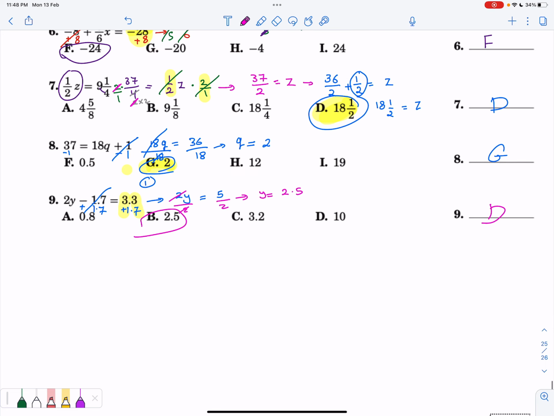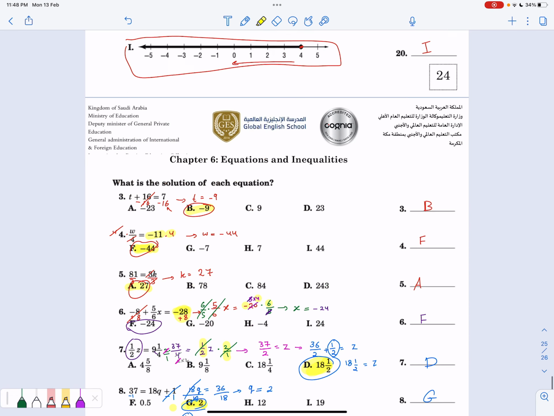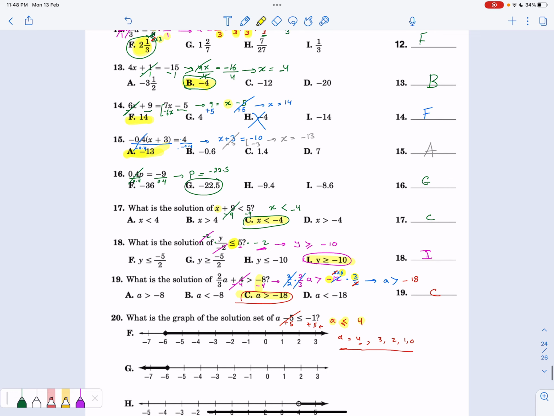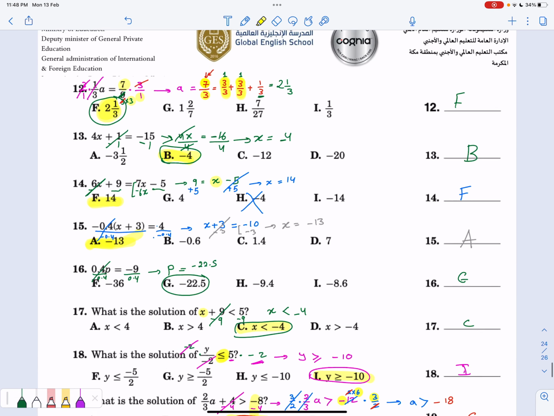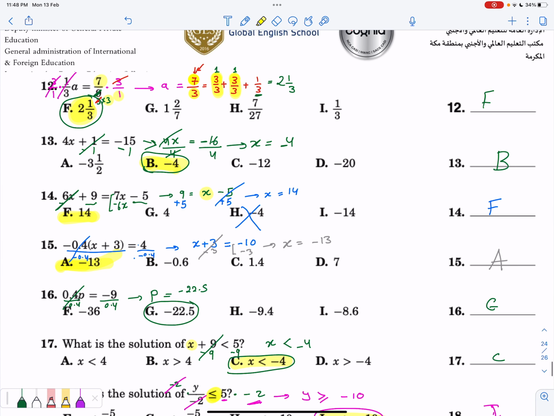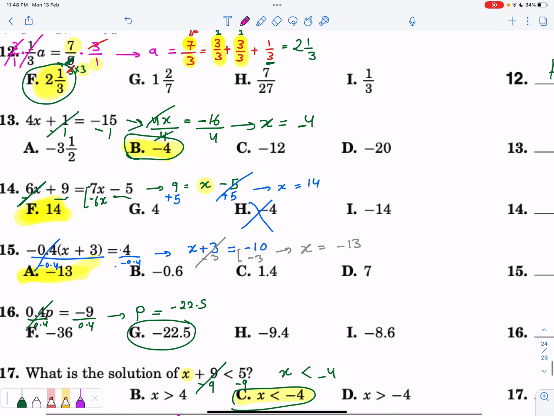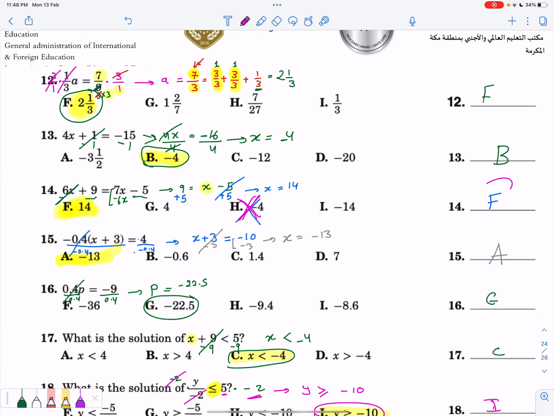Okay, and that's it for chapter 6. Please make sure that you correct this answer, which is question 14. Yes, the correct answer for 14 is F, just like we solved it. Okay, and the solution manual says it is H, it is -4, but no, that is wrong. Please correct it and make sure it is F, the 14.